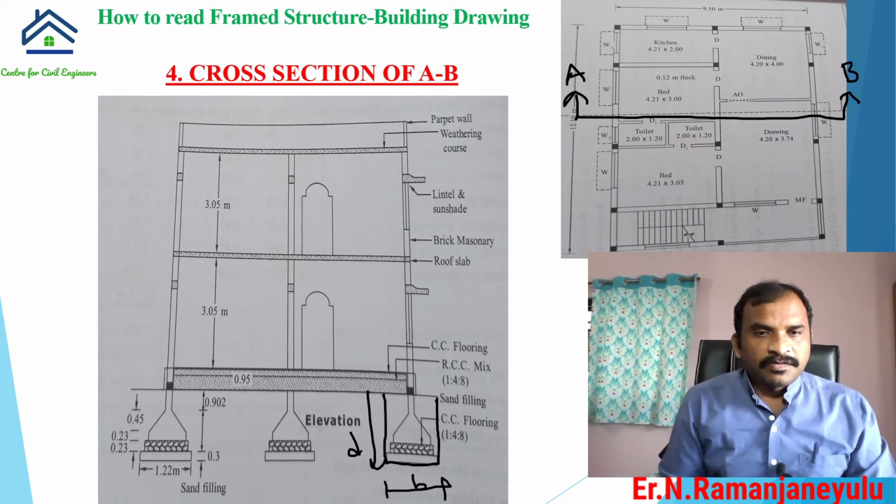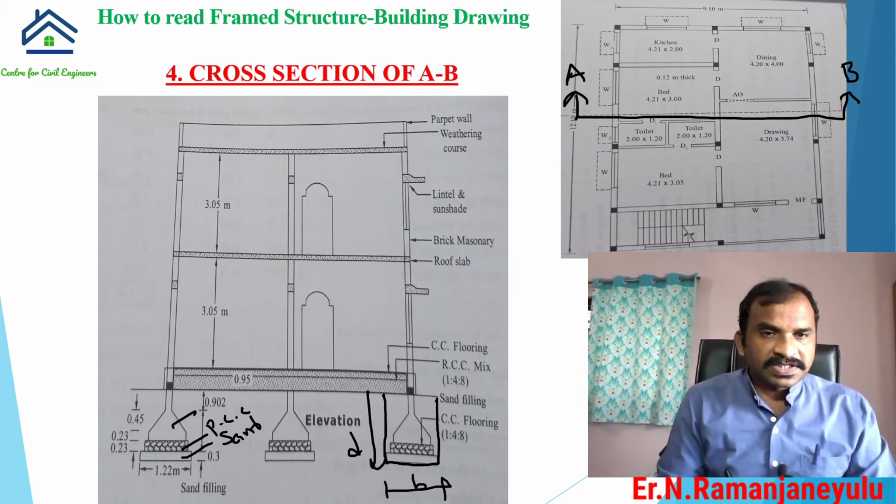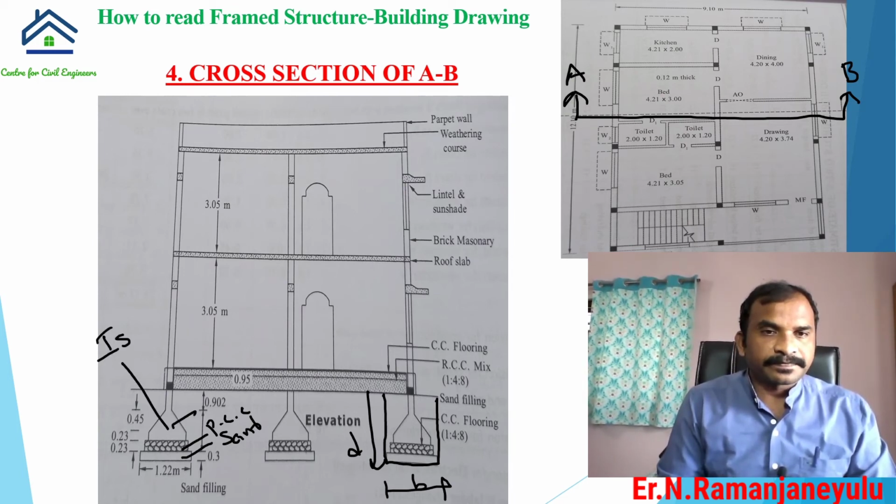Here you can see at the bottom first it is sand filling, and second one is PCC bed, plain cement concrete bed, in 1:4:8 proportion. 1 part of cement, 4 parts of sand, and 8 parts of coarse aggregate, that is 40 mm aggregate. And this is a footing, isolated. This is called isolated footing. Isolated trapezoidal footing.